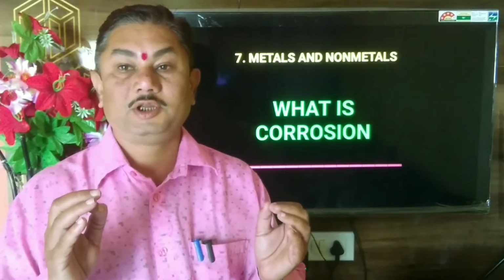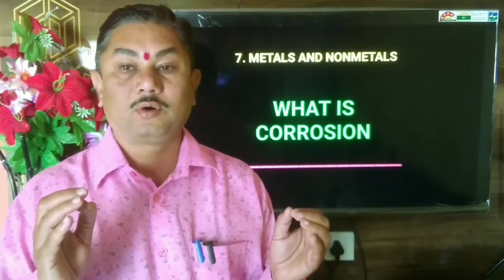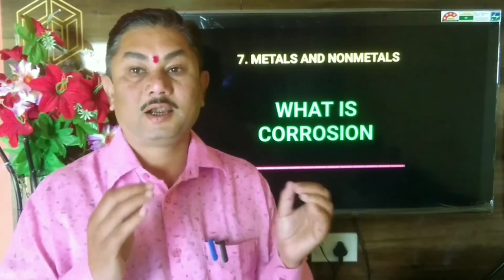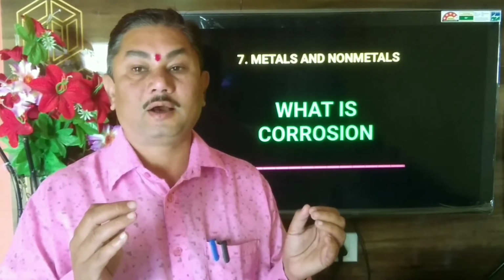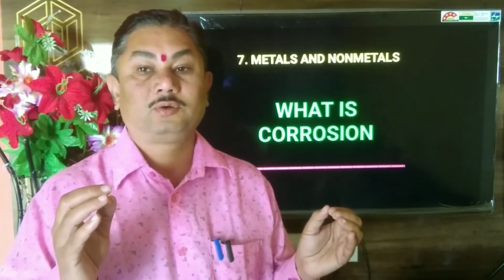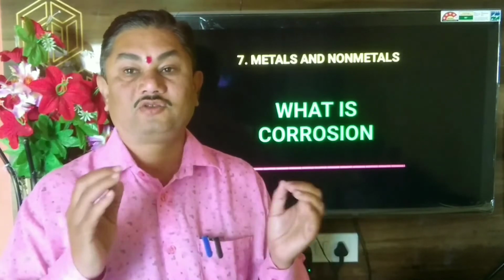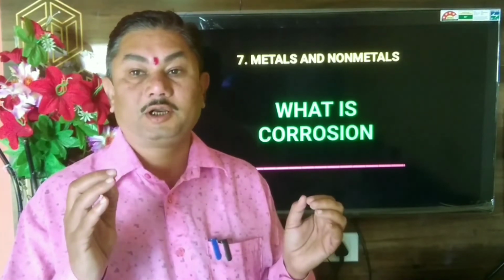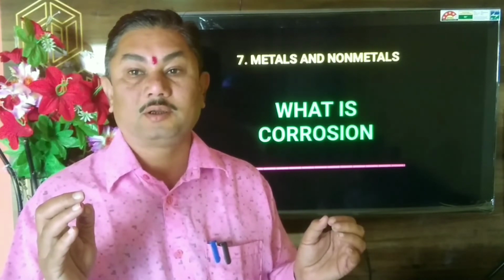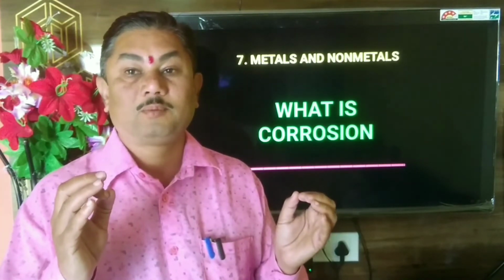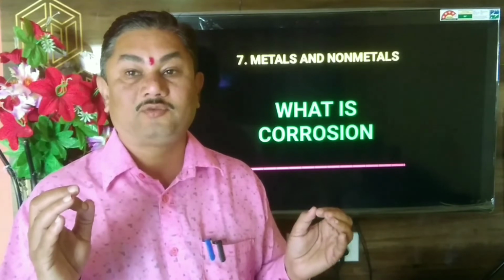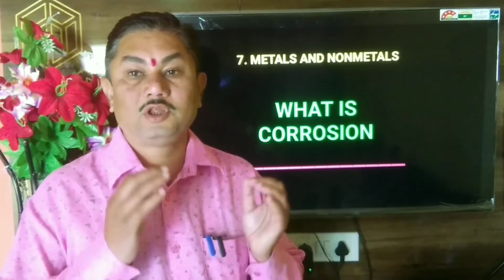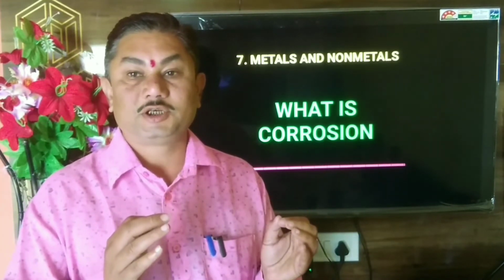Friends, generally reactive metals corrode easily and non-reactive metals have good resistance to corrosion. Metals are affected by corrosion. Metals get damaged by corrosion. Corrosion is a chemical process and it takes place very slowly. Corrosion is a chemical change.